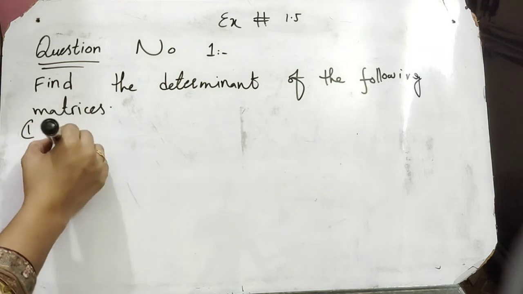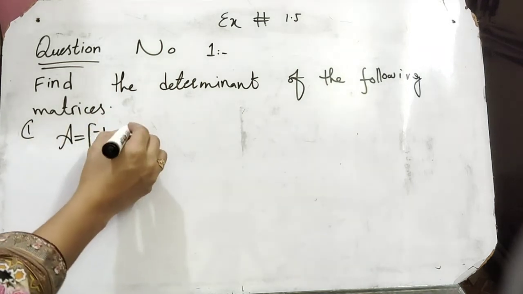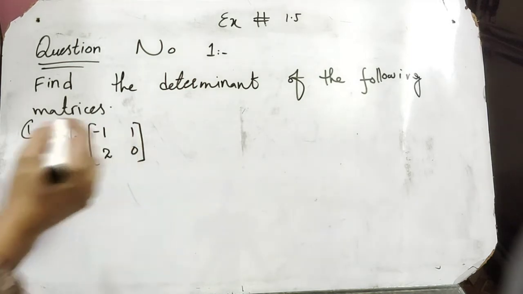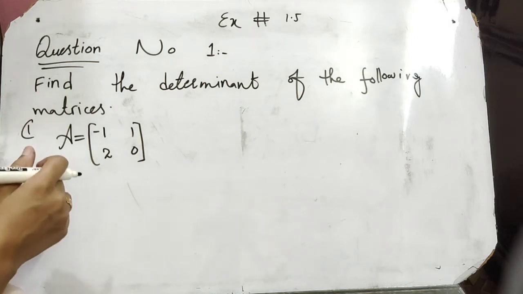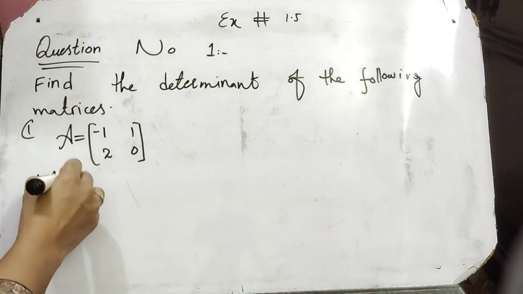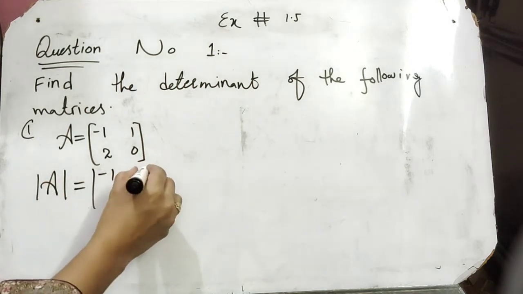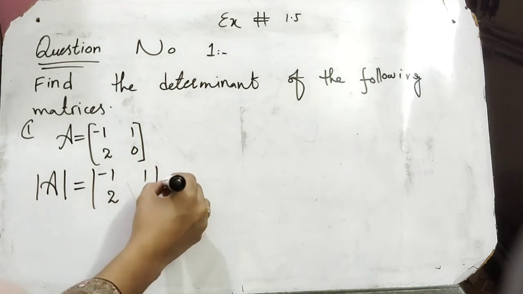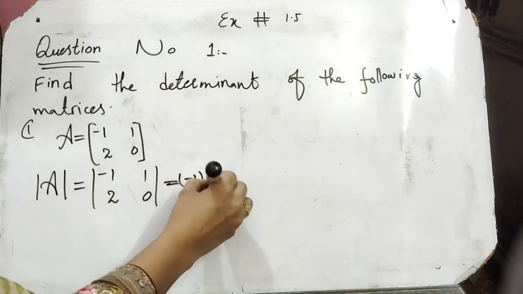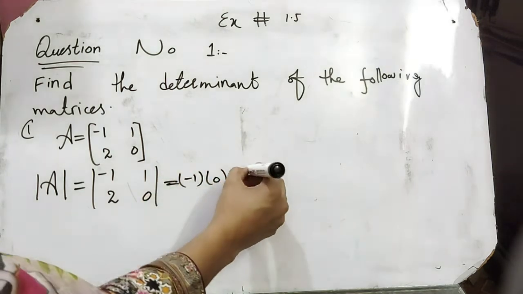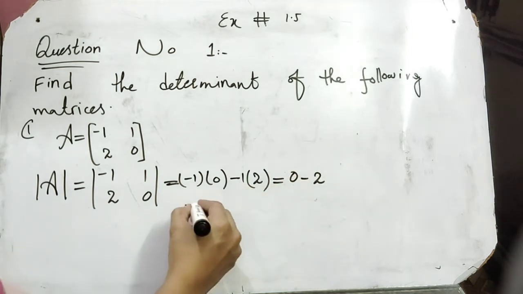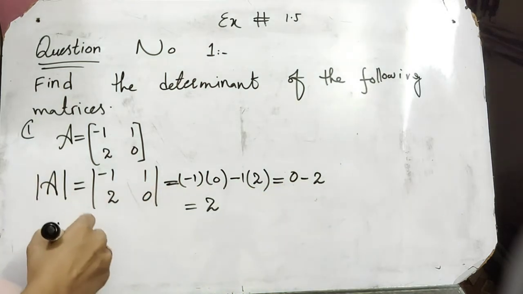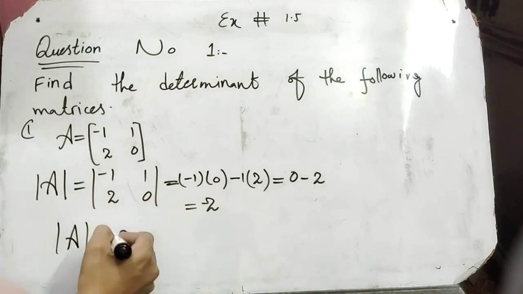First part is matrix A equals -1, 1, 2 and 0. So we take the determinant of A, which is the determinant of -1, 1, 2 and 0. It will be equal to -1 into 0 minus 1 into 2. It will be equal to 0 minus 2, which is equal to -2. So we can say that the determinant of A is equal to -2.